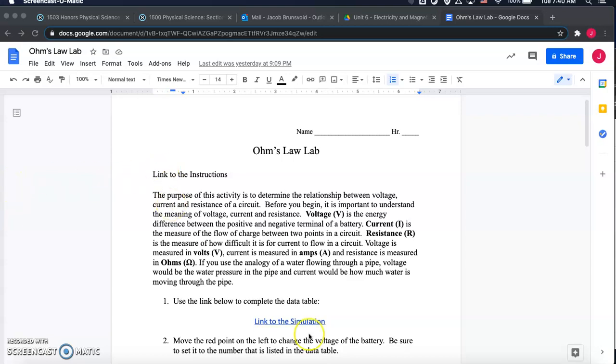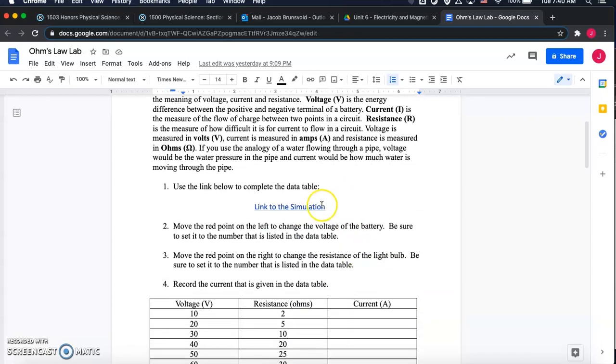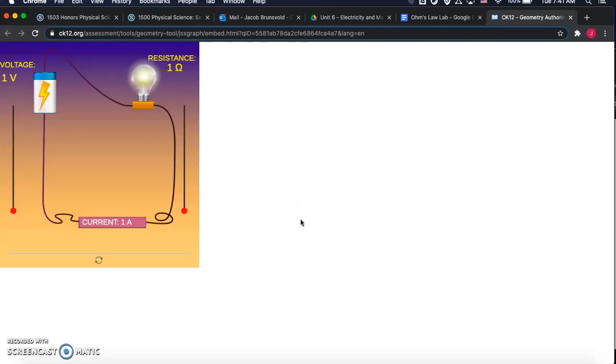Okay, and so then what you're going to do is go to this simulation right here. Click on that. It's going to take you to this page. And you can see they've got a little circuit set up here. They've got a battery, a light bulb, and an ammeter right here to measure the current. And you can play around with the voltage in the battery and the resistance in the light bulb.